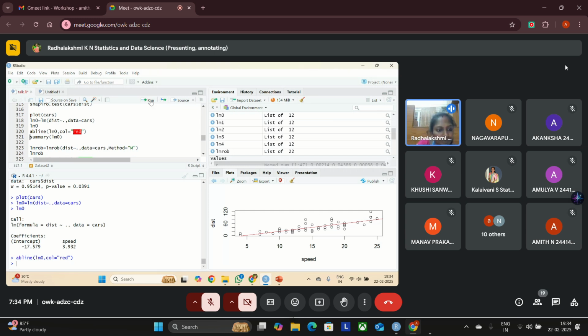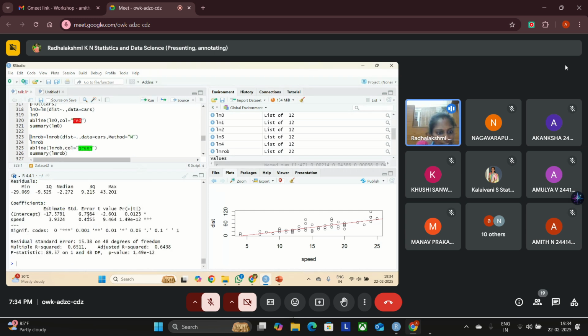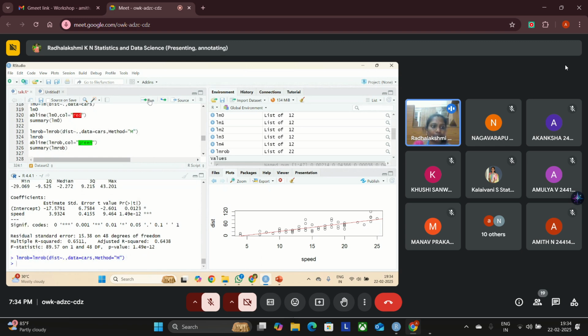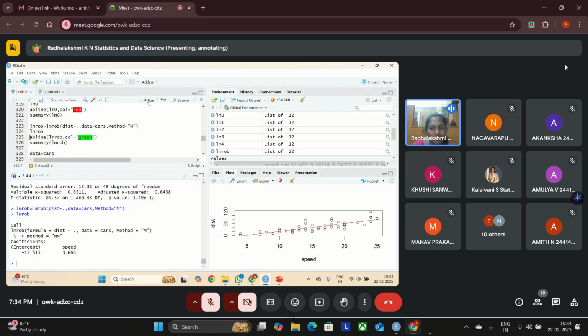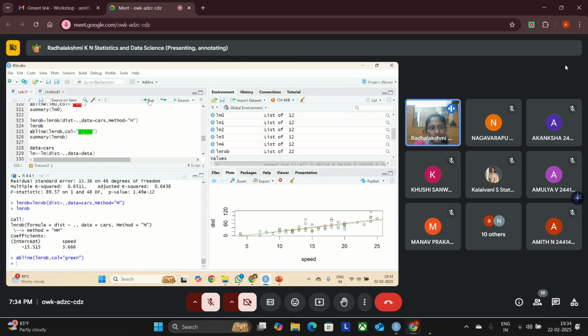Then we go for the summary of the model. You can see the R square value is 0.64 or 0.65, and the adjusted R square is 0.64. That means 64% of the variation is explained by the association between the X and Y variables. Whereas when we go for the robust procedure using the M method, see the abline of that model is slightly different.